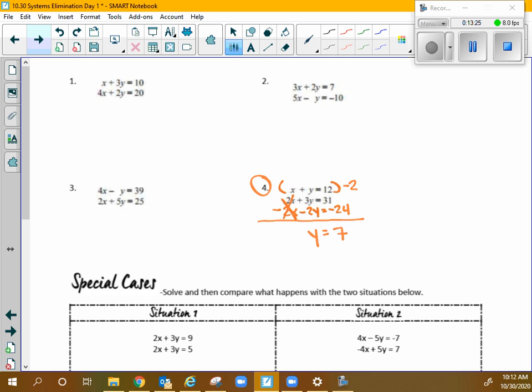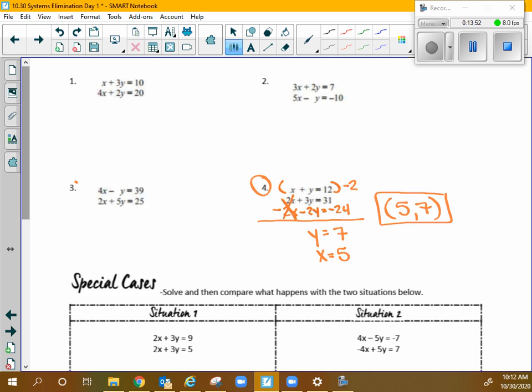Okay. Off by 1. Or 5. X is 5. Because if x plus y equals 12, that would be the easiest one to just plug that into. So what's my solution? 5, 7. How would you put that? X plus 7 equals 12. Subtract 7.